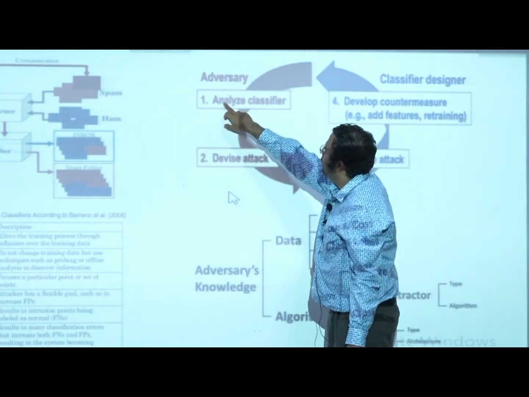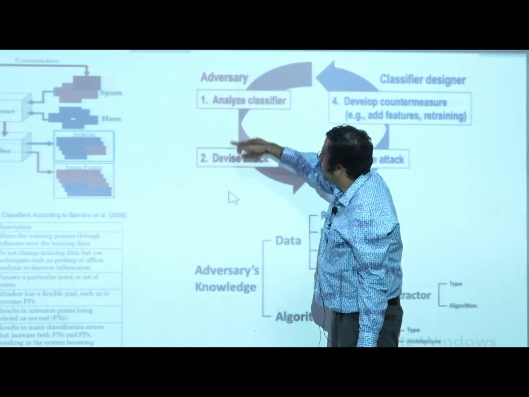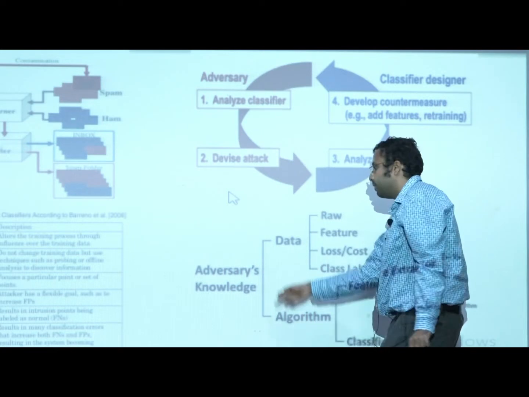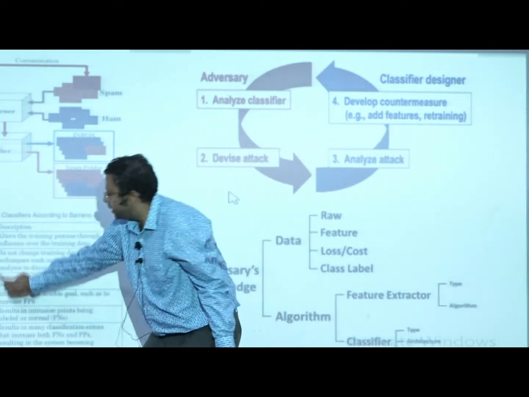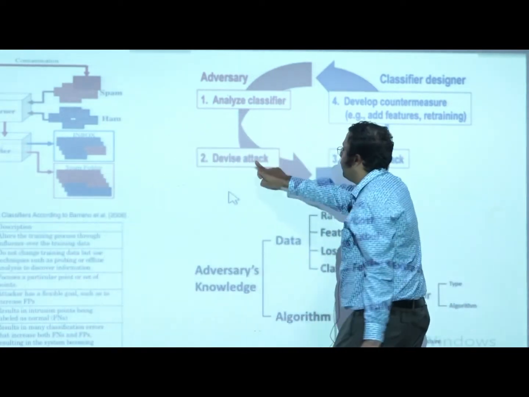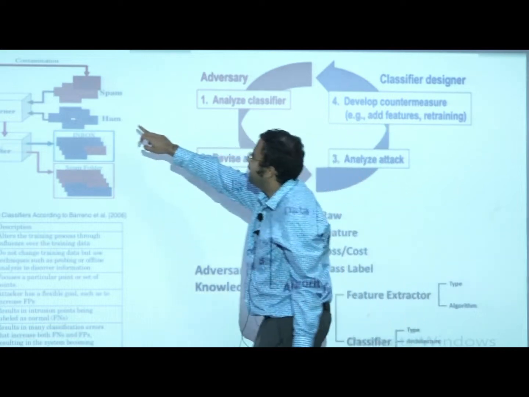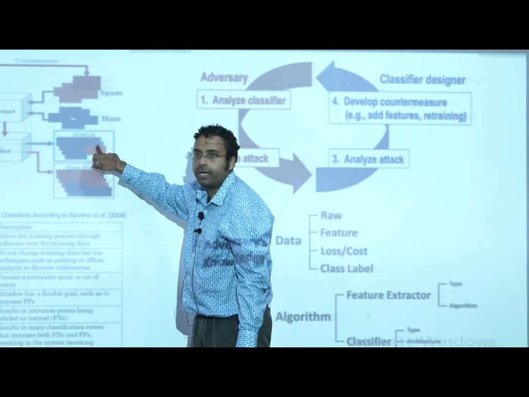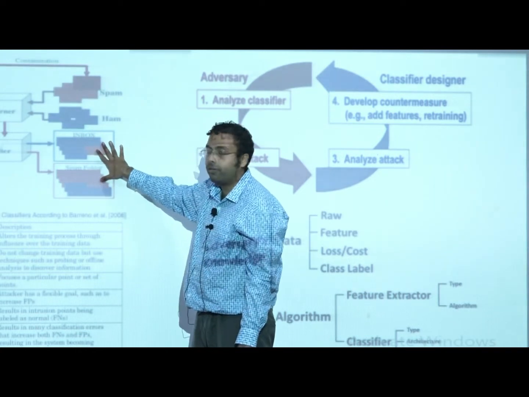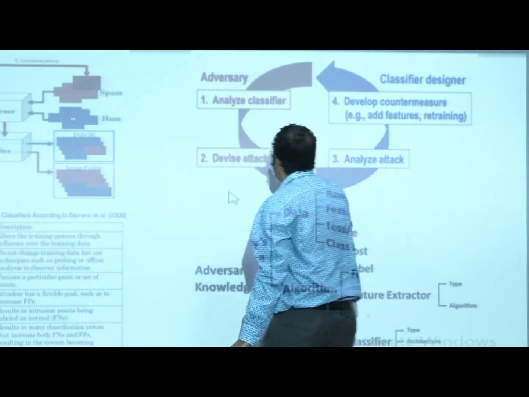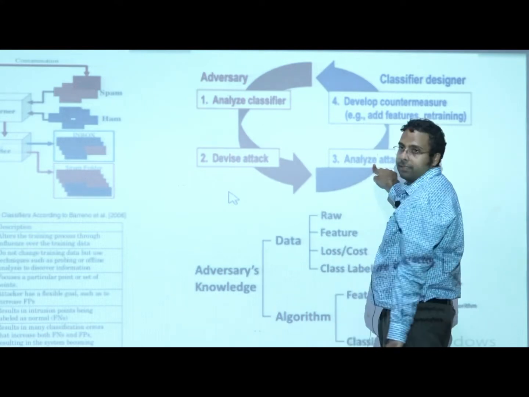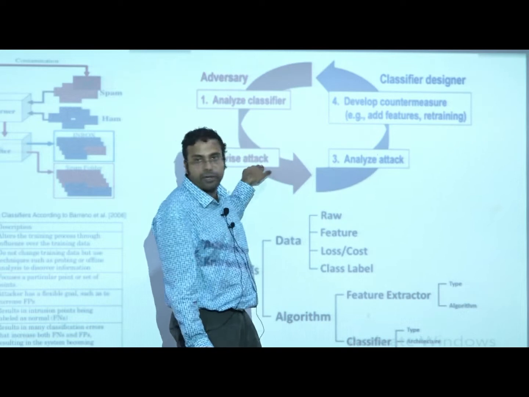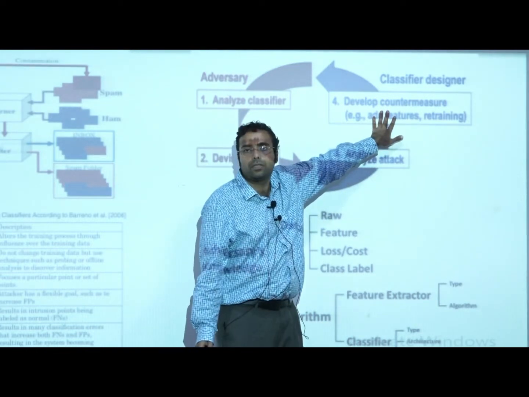How does the adversary do that? By going through these steps. First, analyze the classifier for all these things: data, algorithm, and so on, these objectives. Then devise an attack. Create data where spam looks like ham, right? This is the simplest kind of abstraction we can have. Now this attack may be successful or fail. If the classifier does not account for this attack, then it will definitely be successful.